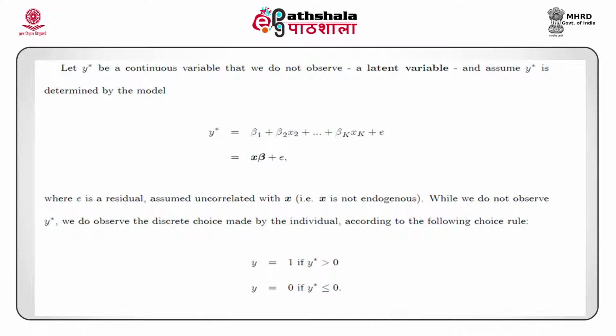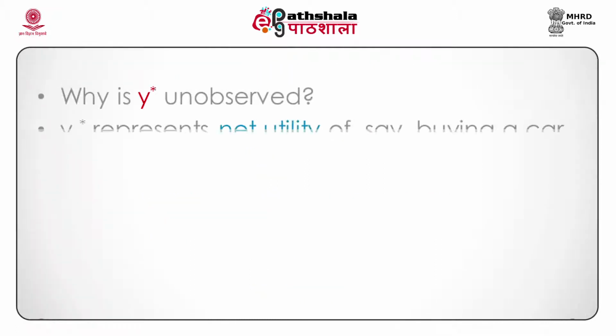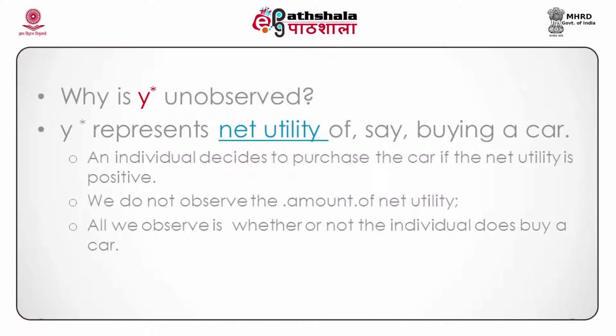The variable we observe is y, and this is related to y star by the relationship that y is equal to 1 if y star is positive and y is equal to 0 if y star is less than or equal to 0. So y star here is unobserved, and it represents the net utility of the action of y equal to 1. So say for example the event y equal to 1 denotes buying a car.